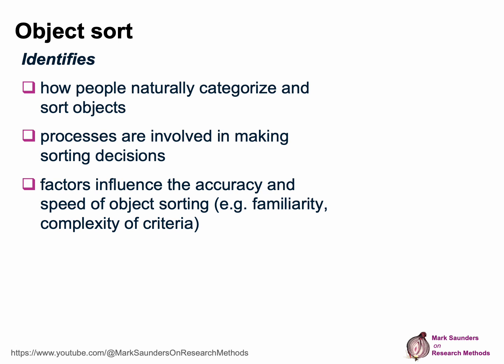And it looks at the processes that are involved in making sorting decisions. And within this, obviously, there are factors that can influence the accuracy and speed of sorting of these objects. How familiar are people with it? How complex are the criteria, especially if we're giving them criteria rather than them actually deciding on their own criteria?